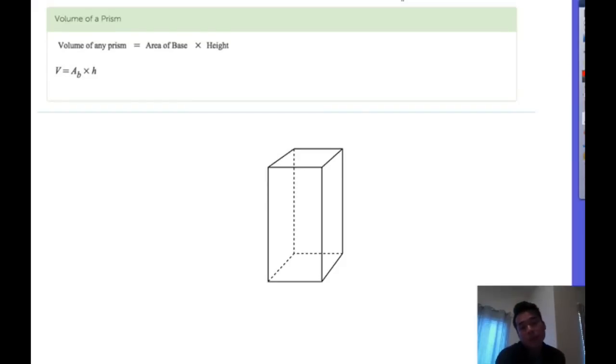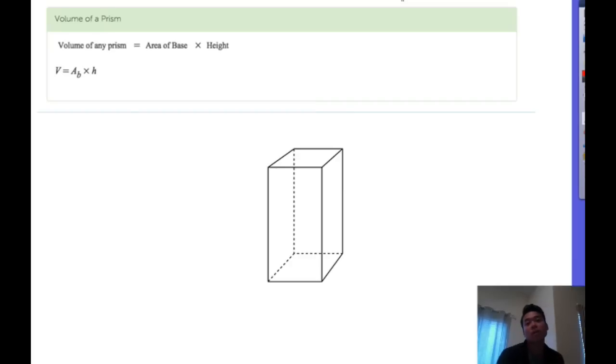Hey guys, so today we're going to go over finding the volume of the prisms. Last week we worked on finding the surface area of each of these prisms. So today we're going to go over rectangular prisms, triangular prisms, and then we'll also do something called a trapezoidal prism. I'm assuming that would be a trapezoid.